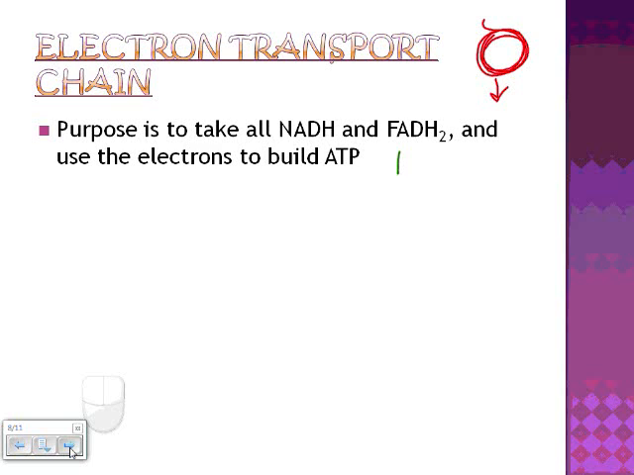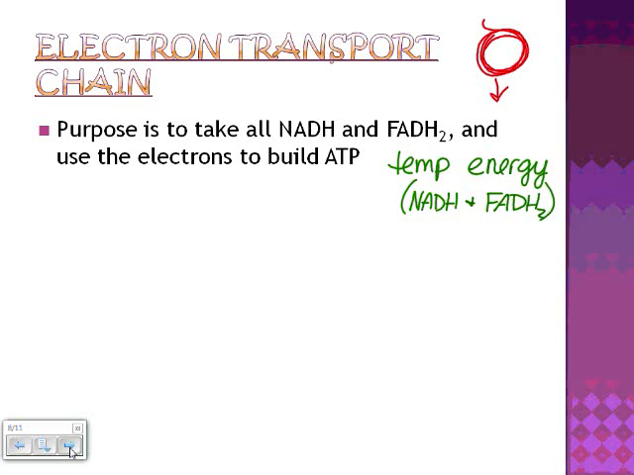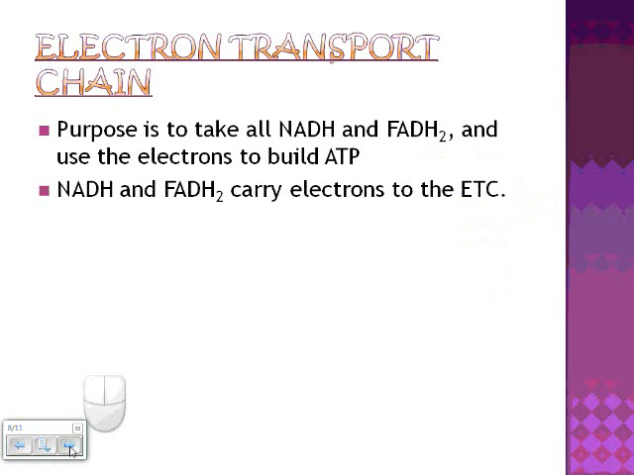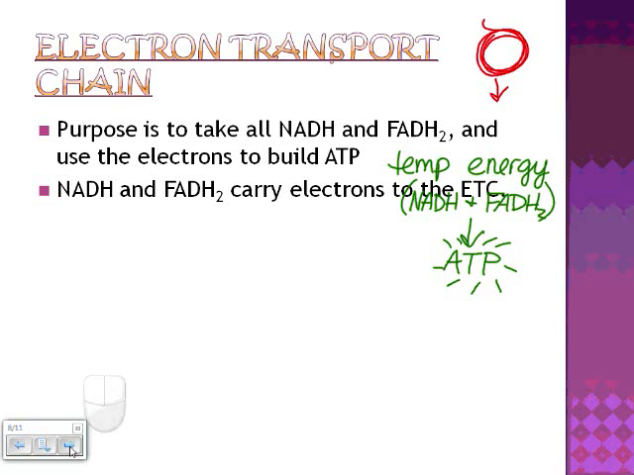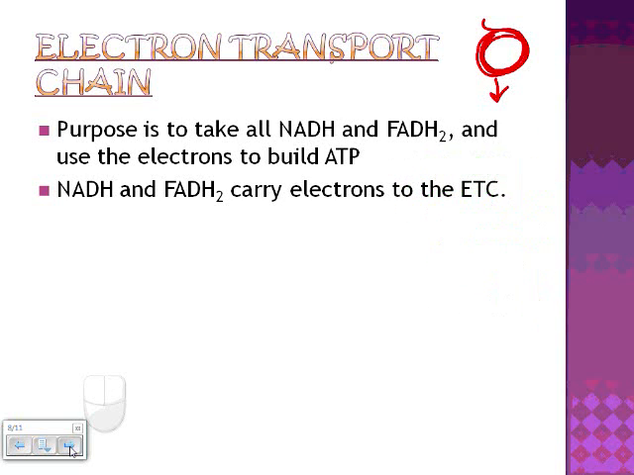So now, temporary energy, which we're talking about NADH and FADH2, is going to get turned into ATP, because that's the whole goal of cellular respiration. We're trying to make ATP. Electron transport chain is going to help us do that. The NADH and the FADH2 are going to carry electrons into the electron transport chain. Those electrons are going to carry that energy that we're looking for.